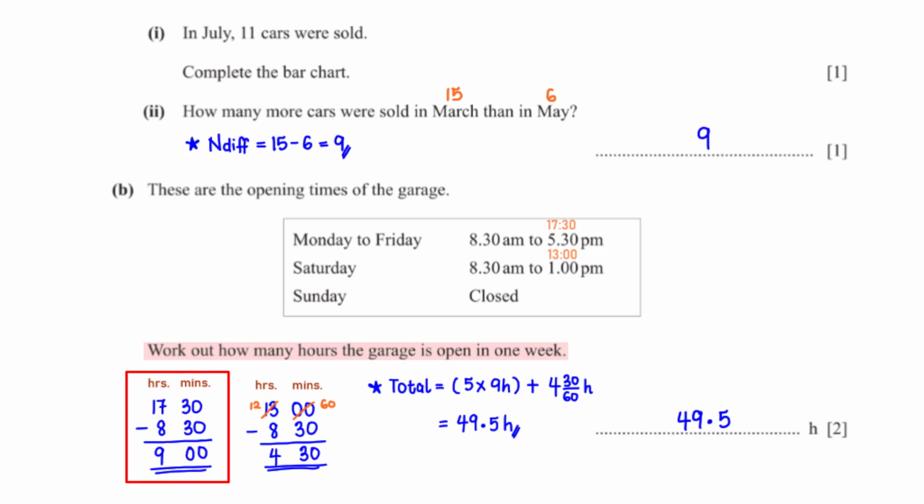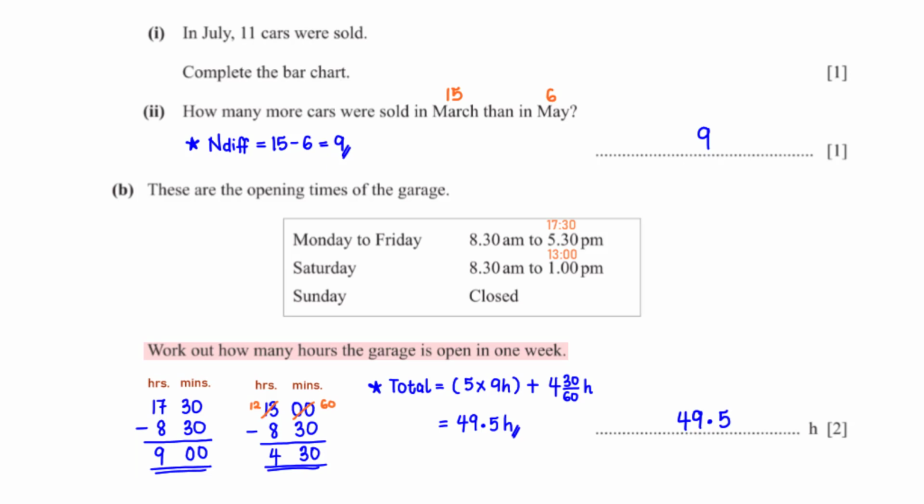Under the minute column, 30 minus 30 is 0. And under the hour column, 17 minus 8 is 9. This means the garage is open for 9 hours on weekdays. Now let's find the time duration the garage is open on Saturday.